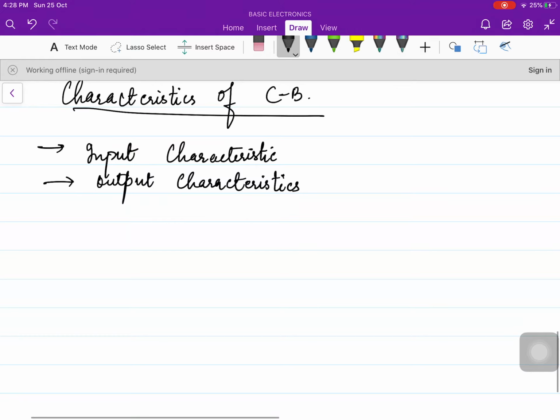So first of all, let us see what are input characteristics. If you are going to define what is input characteristics, so I have already told you that characteristics is the graph between voltage and current, and if it is about input characteristics, then it must be the graph of input voltage versus input current. But here one thing has to be kept constant, and in case of input characteristics, output voltage will be constant. So let us write down the definition.